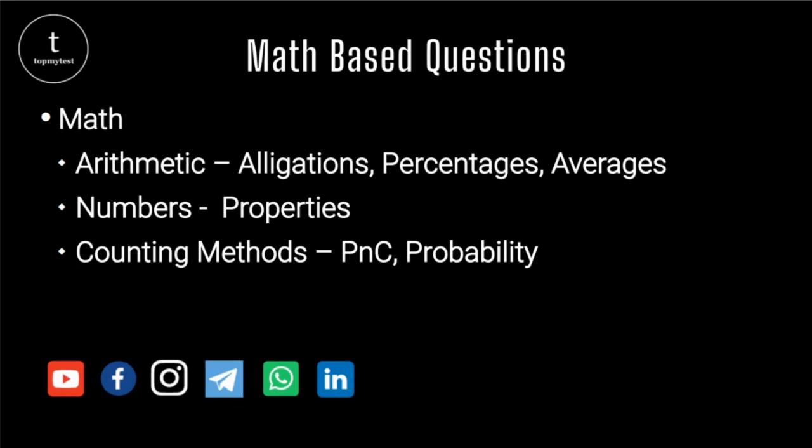Then you have numbers, properties of numbers. So you'll have to fill up a grid or assign scores to multiple students. They are natural numbers, prime numbers, composite numbers, even numbers, perfect squares, perfect cubes, those sort of things. And then you have counting methods. So you have questions which are based on permutation and combination, how many scenarios are possible, how many paths can be drawn, and then probability based questions.